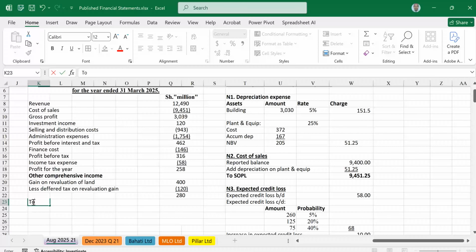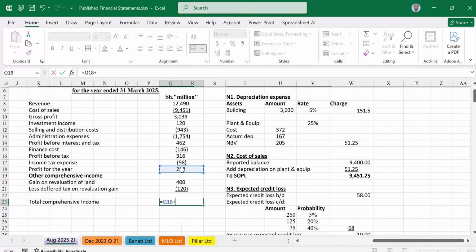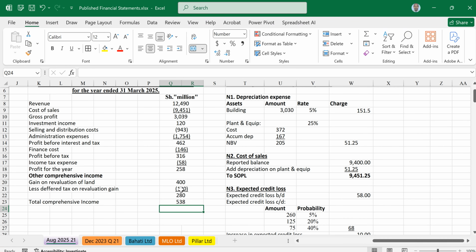Total comprehensive income. Profit for the year plus the amount that we have here. This should be what? Yeah, 538. So 538 is the total comprehensive income.